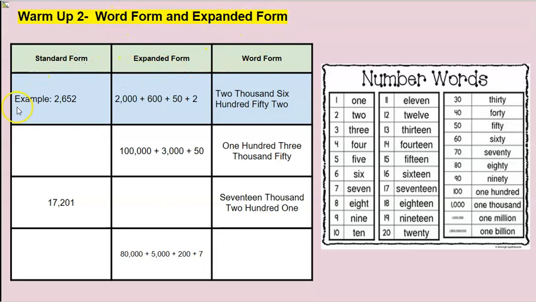So looking at my example, I have standard form, expanded form, and word form. I'm going to start with a number. I have 2,652. I'm going to write it in expanded form, 2,000 plus 600 plus 50 plus 2. And then I put it in word form, two thousand, six hundred fifty-two. So what you need to do is fill in these blanks and write numbers in word, expanded, or standard form, whichever one's missing. Here's a number chart to help you spell.